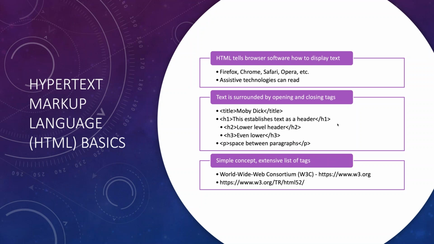P is a paragraph space, and of course there is an extensive list of tags. The go-to, authoritative source for the current tags in HTML is the World Wide Web Consortium, otherwise known as W3C. And that second link down below is the one that shows the current HTML 5.2 specification for HTML.